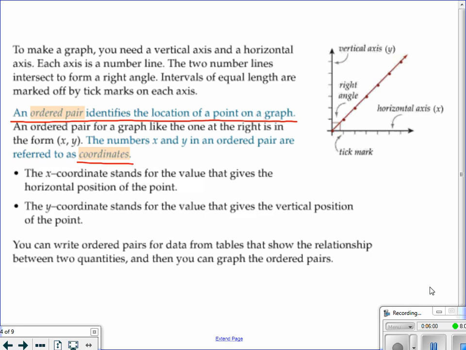Okay, so just remember, in an ordered pair, the x goes before y, just like it does in the alphabet. So in an ordered pair, you always do the x first before the y, just like it is in the alphabet.